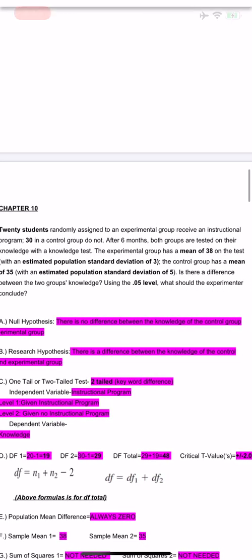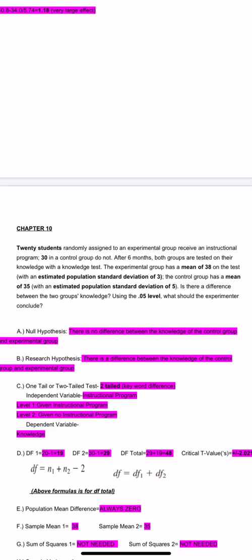20 students randomly assigned to an experimental group receive an instructional program. 30 in a control group do not. After 6 months, both groups are tested on their knowledge with a knowledge test. The experimental group has a mean of 38 on the test with an estimated population standard deviation of 3. What does that equal to? That equals S. The control group has a mean of 35 with an estimated population standard deviation of 5, again, equal to S. Is there a difference between the two groups' knowledge? Using the 0.05 level, what should the experimenter conclude?